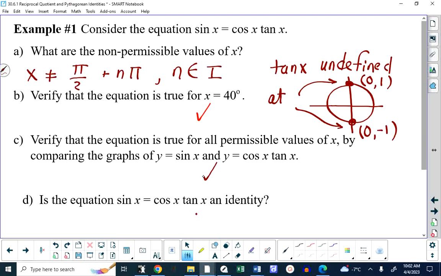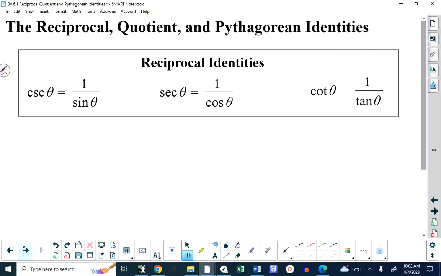Is it an identity? Yes. We haven't proved it. But all reasonable people would argue that if you look at your tables and you look at the graphs, they're the same, except for those places where something is not defined. Okay, so now we're going to talk about identities on your formula sheet.